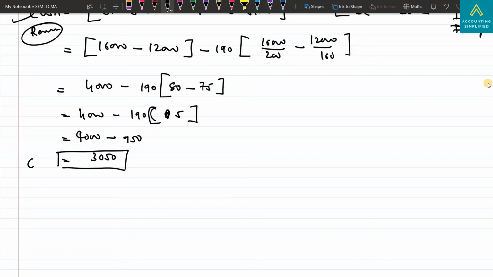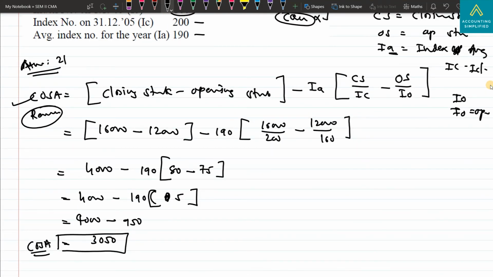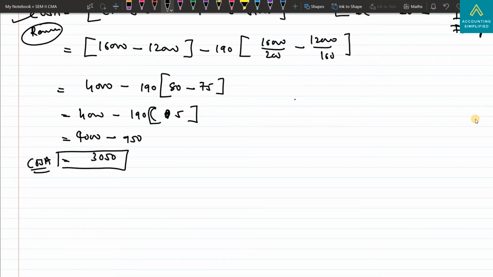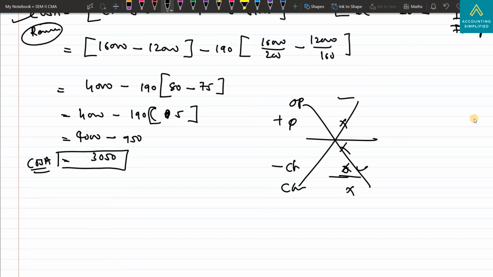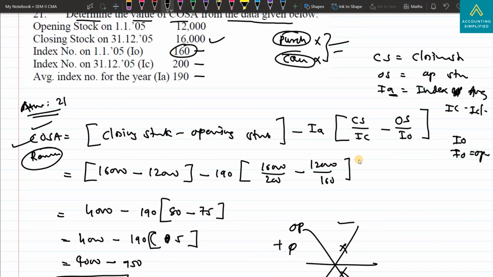So that is the cost of sales adjustment. I hope that you learned this. It was a shortcut method we have learned, because we cannot find it out otherwise: opening stock is provided, but purchase is not given, so we don't know it; closing stock we know, but COGS we don't know. So we cannot find it out, right? So we have to use these formulas. So write down this formula and calculate on your own.